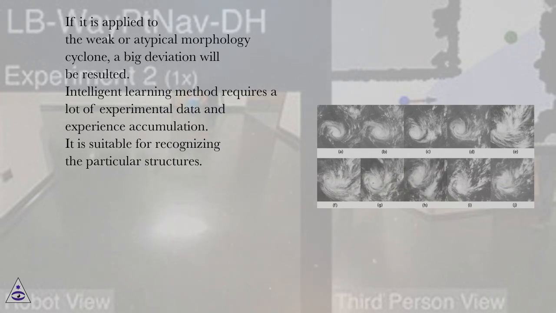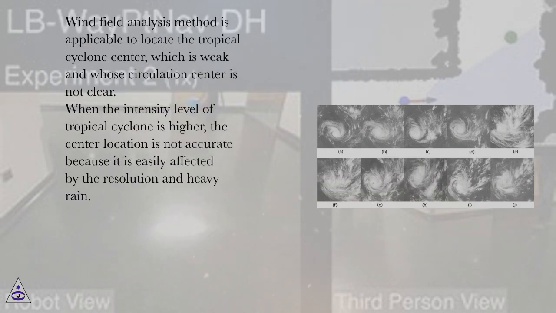Intelligent learning method requires a lot of experimental data and experience accumulation. It is suitable for recognizing particular structures. Wind field analysis method is applicable to locate the tropical cyclone center, which is weak and whose circulation center is not clear. When the intensity level of tropical cyclone is higher, the center location is not accurate because it is easily affected by the resolution and heavy rain.